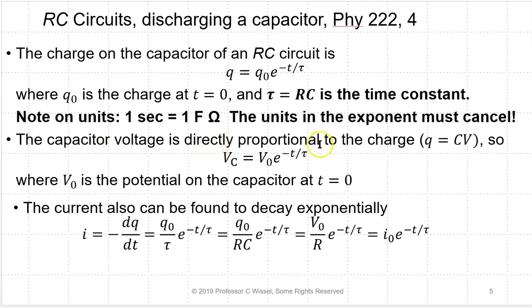Now, the capacitor voltage is directly proportional to the charge because Q equals CV. So V C equals V naught times the exponent of minus t over tau, where V naught is the potential on the capacitor at time t equals 0. The current can also be found to decay exponentially by taking the derivative, dq dt, and then I will end up being Q naught over tau times the exponent of minus t over tau, or Q naught over RC times the exponent of minus t over tau, or V naught over R times the exponent of minus t over tau, or I naught times the exponent of minus t over tau. There's a million different ways you can write that.